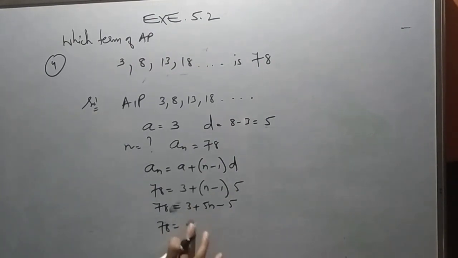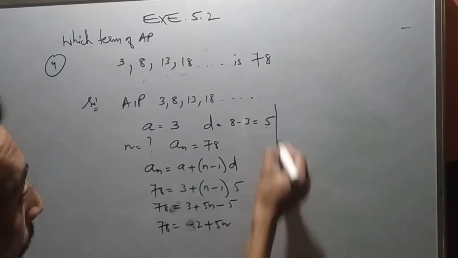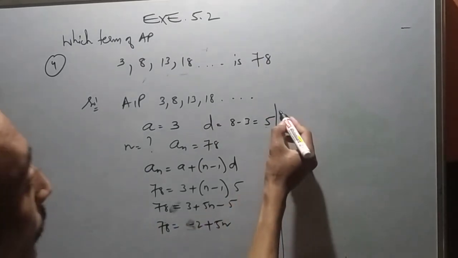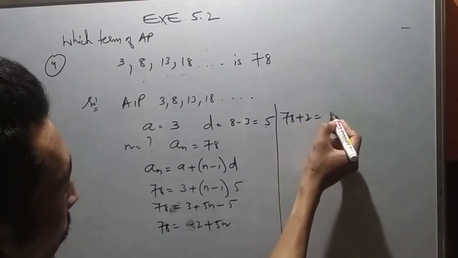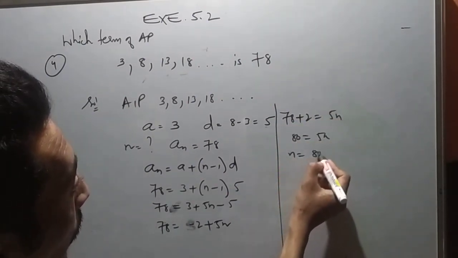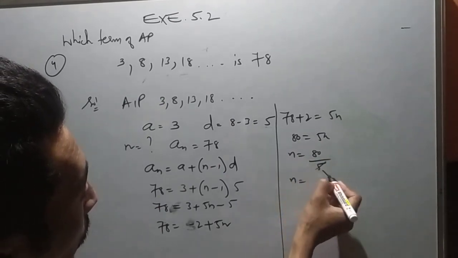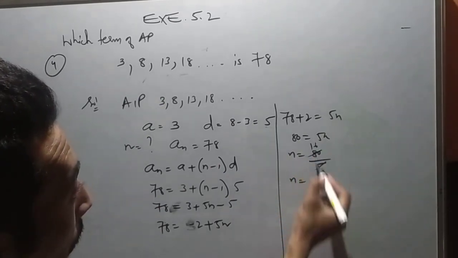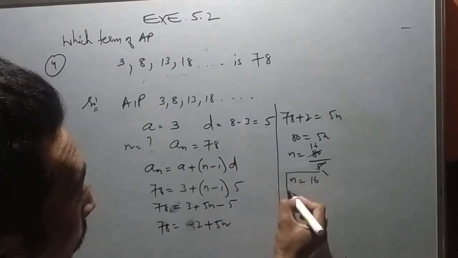So 78 equals 3 minus 5 plus 5n, which is minus 2 plus 5n. Moving the minus 2 across, 78 plus 2 equals 5n, so 80 equals 5n. So n becomes 80 divided by 5. Five 16s are 80, so n is 16.